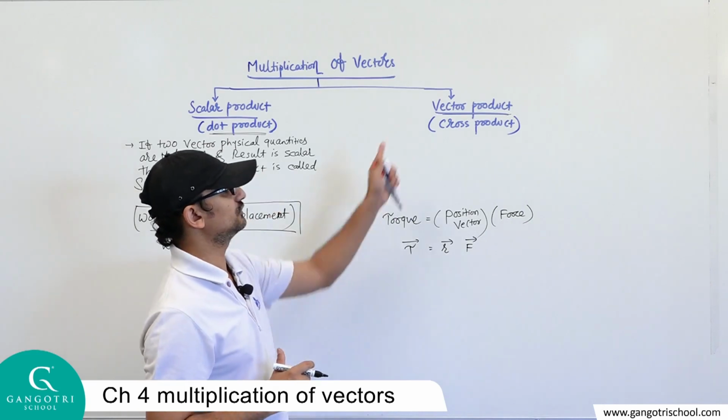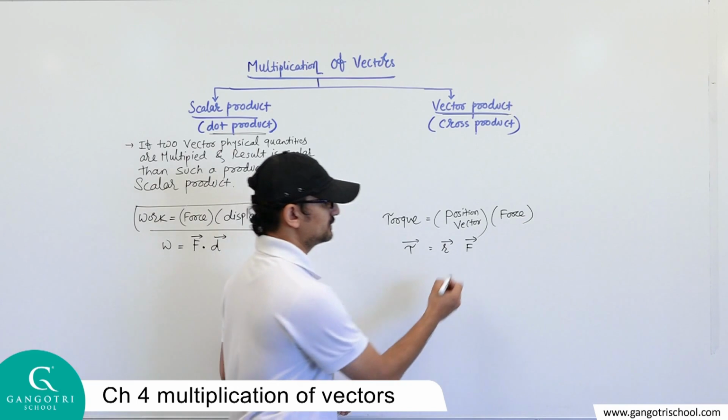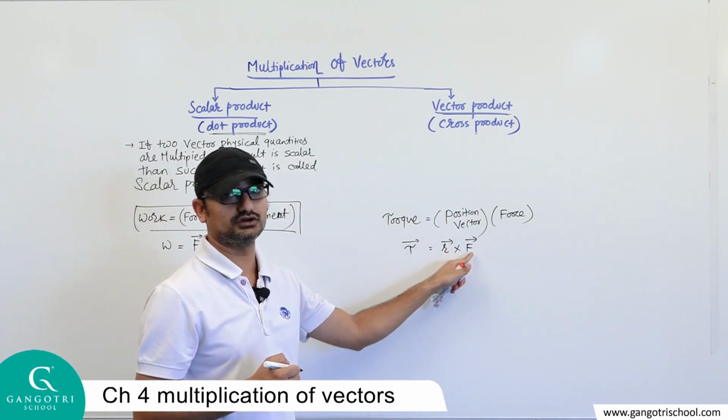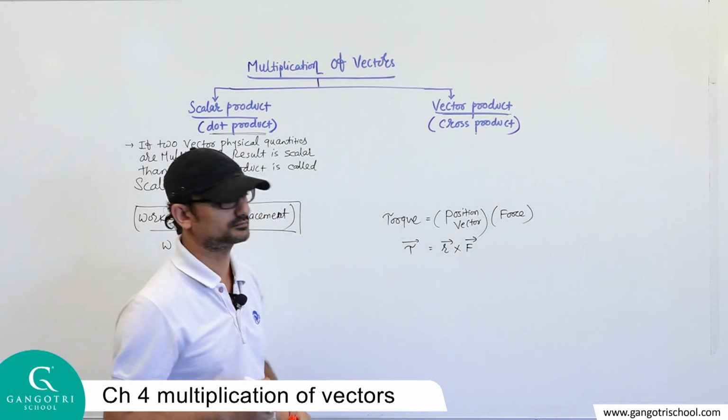So that is known as a vector product. Why is it also known as a cross product? Because it is represented by putting a cross between two vector physical quantities. That's why it is also known as a cross product.